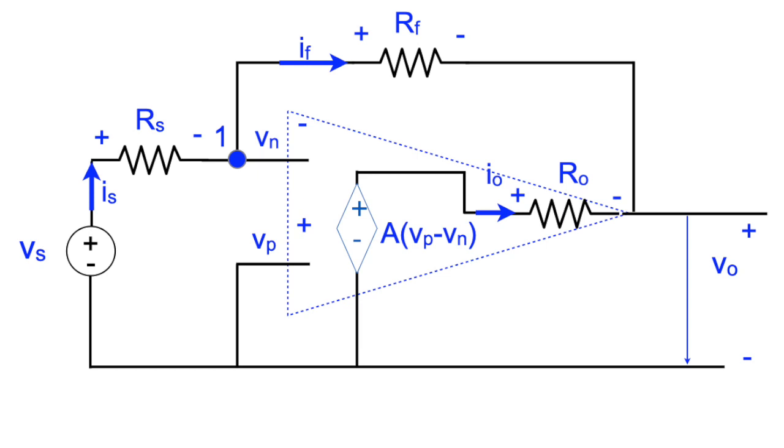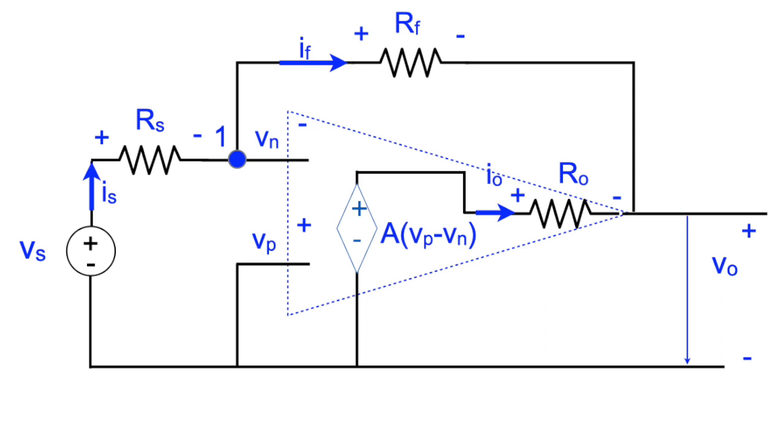Let's assign some currents. I'm going to call Is the current from the source. If is the feedback current. Immediately that determines the pluses and minuses around those resistors. I'm going to build back in the A, and we'll see in a second how I can make it magically go away again. But the output voltage in this circuit is A, which is a big number, times the difference between the positive and the negative inputs, Vp minus Vn, or the non-inverting minus the inverting input. So that's the circuit we're going to start with.